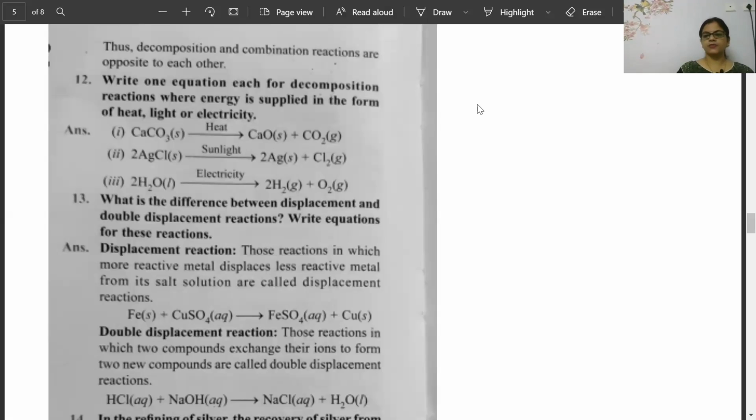Okay. Who has given this answer? Pavitra. Okay, Pavitra, you can write like that also. Double displacement, those reactions in which two compounds exchange their ions to form two new compounds are called double displacement. Saranya, you are correct in that. An equation is there. Fine.